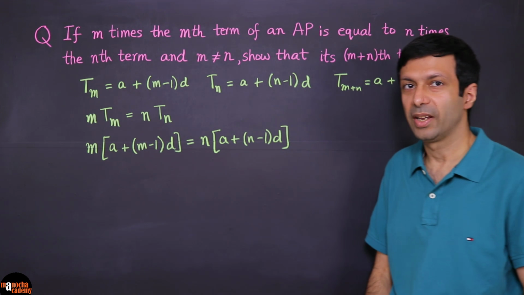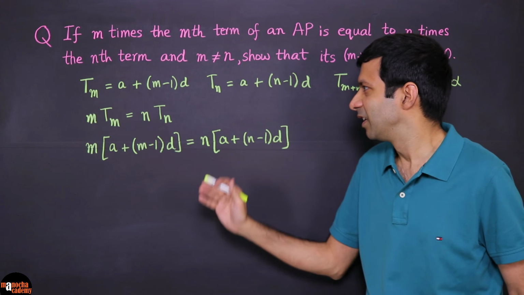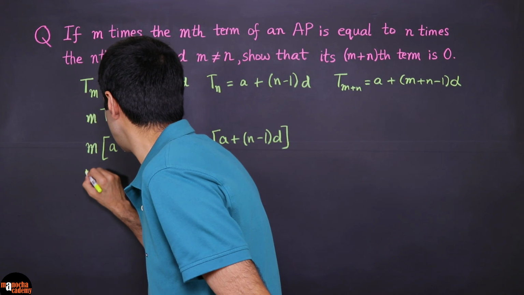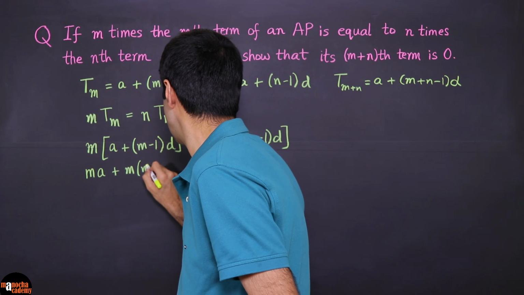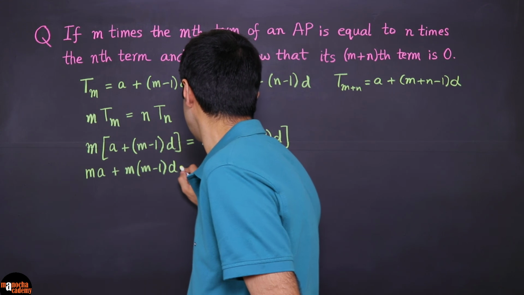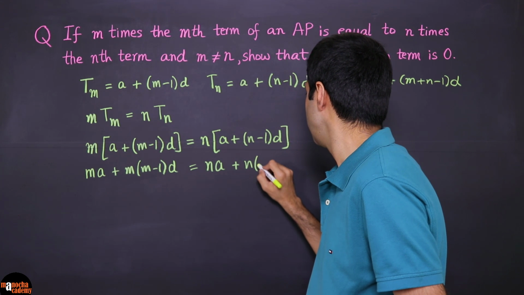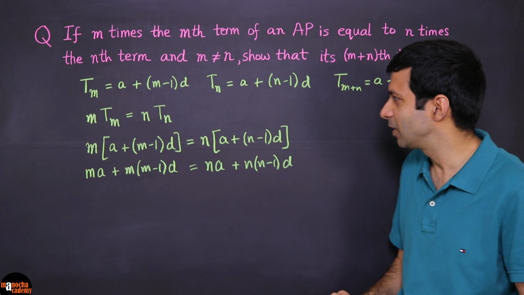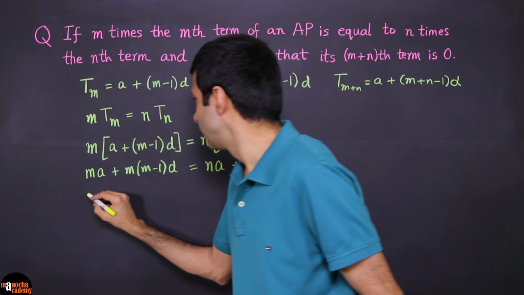Right? Okay. And let's multiply that out and rearrange that. So we'll get ma plus m into m minus 1 times d, and that's equal to na plus n into n minus 1 into d. Okay, that's pretty simple. And now let's group the a and d terms together.